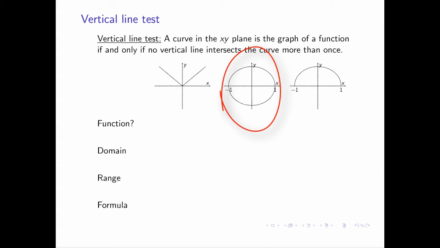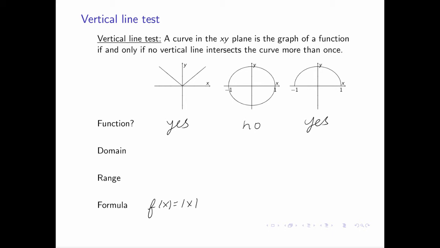Now we see the example in the middle. If we drew a vertical line, it could intersect twice. So this is not a function. The ones on the right and the left are functions. The formula for the function on the left is f(x) equals the absolute value of x, and the formula for the function on the right is f(x) equals the square root of 1 minus x squared. We see that it's the top half of a circle.